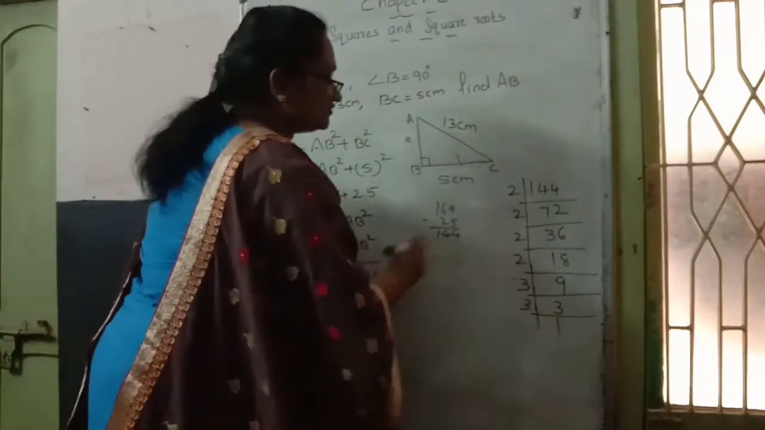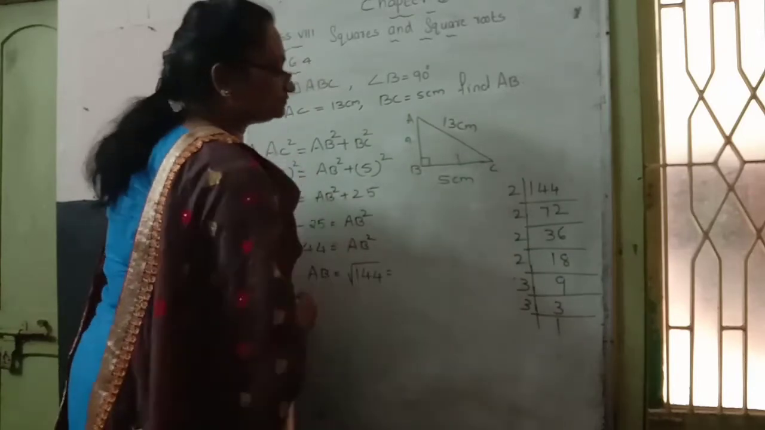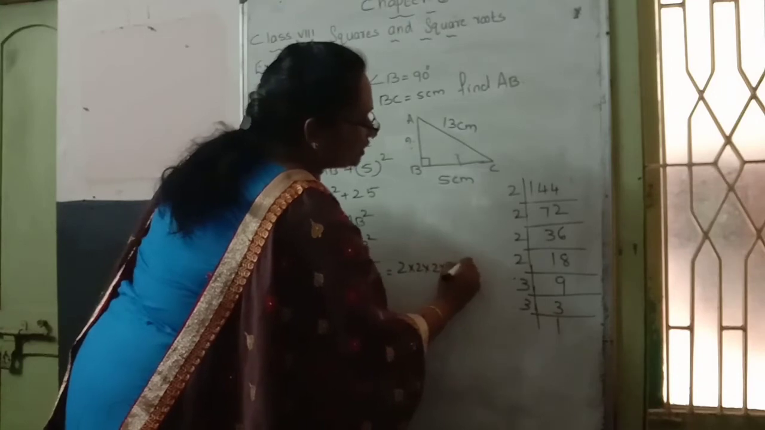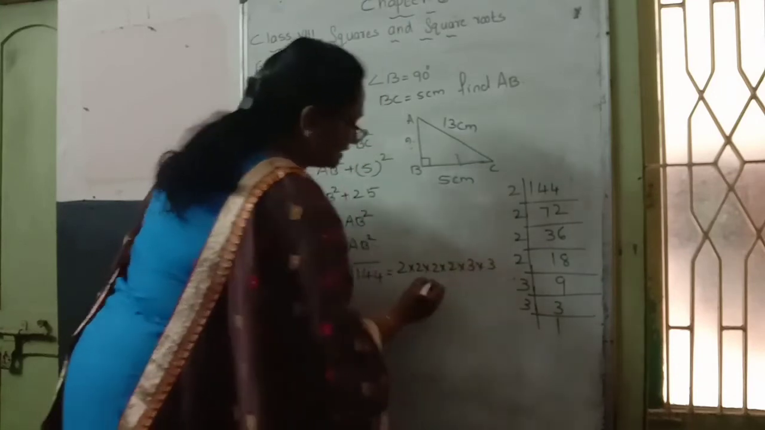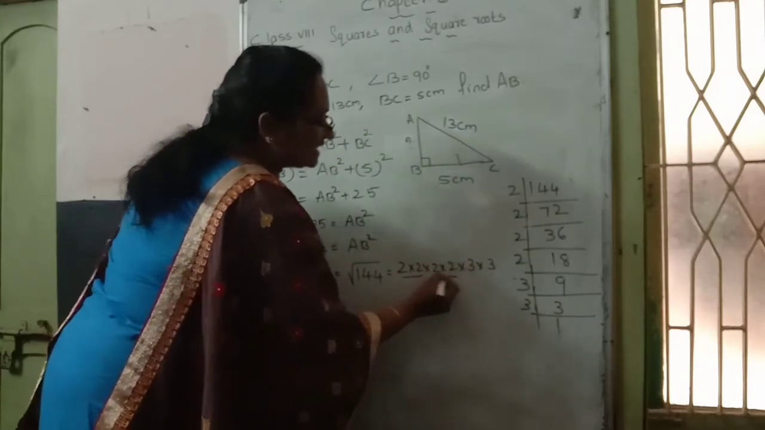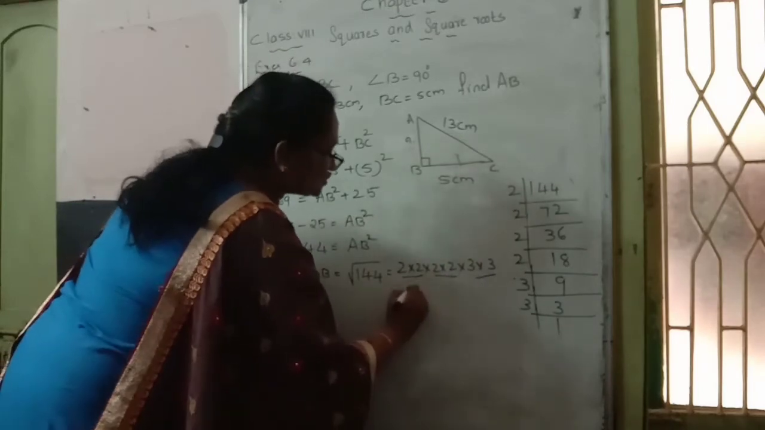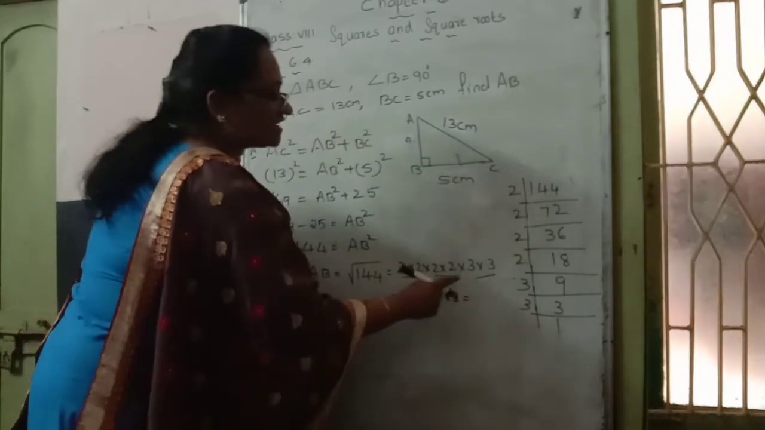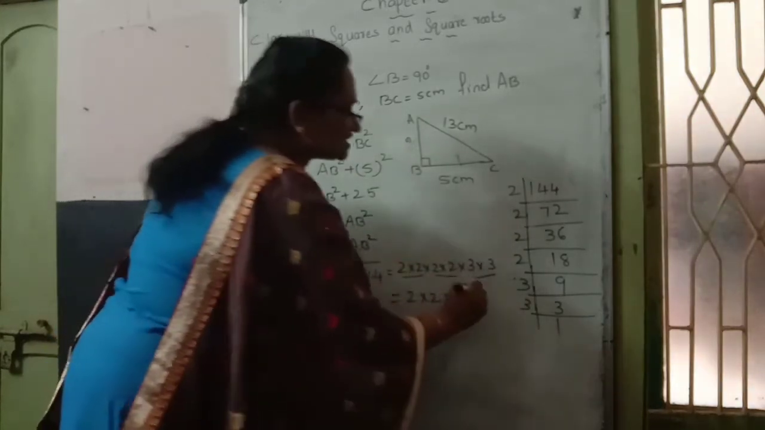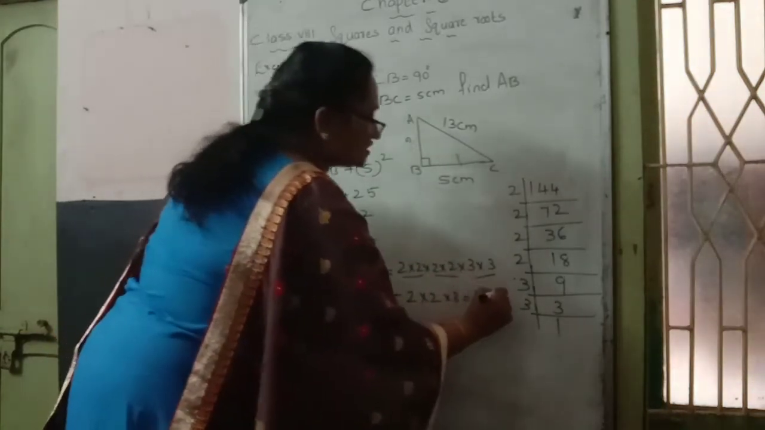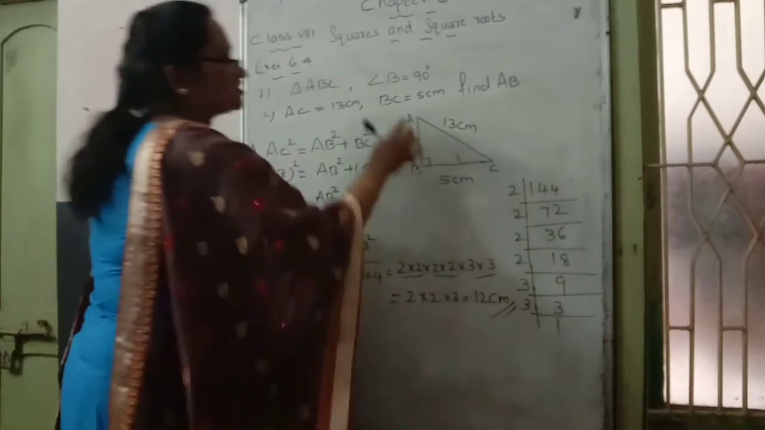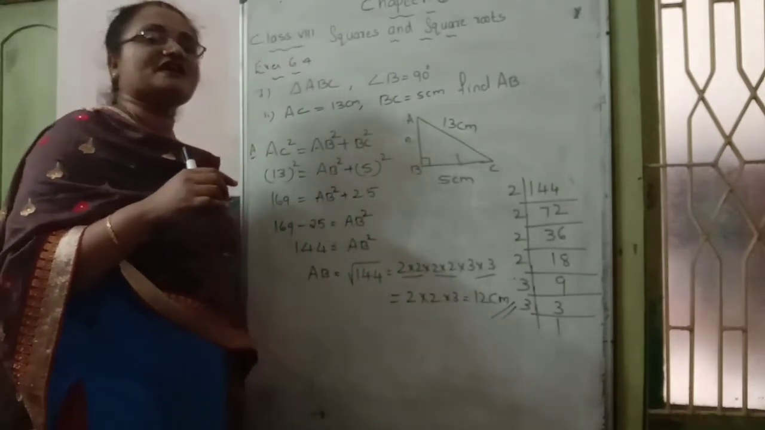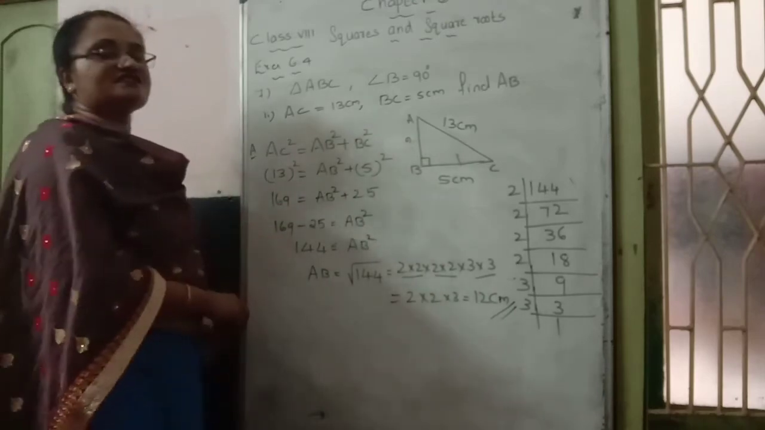So what are the factors here? We get 2 into 2 into 2 into 2 into 3 into 3. Pair them: first pair, second pair, third pair. So from each pair, one number is taken outside and multiplied. 2 2s are 4, 4 3s are 12. 12 centimeter is the answer. So side AB becomes 12 centimeter. I hope you can understand how to solve this sum.